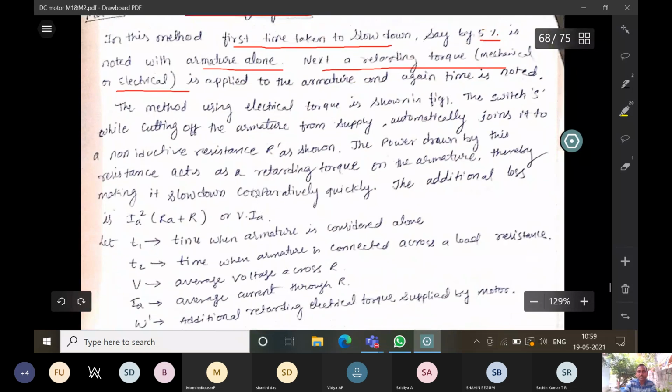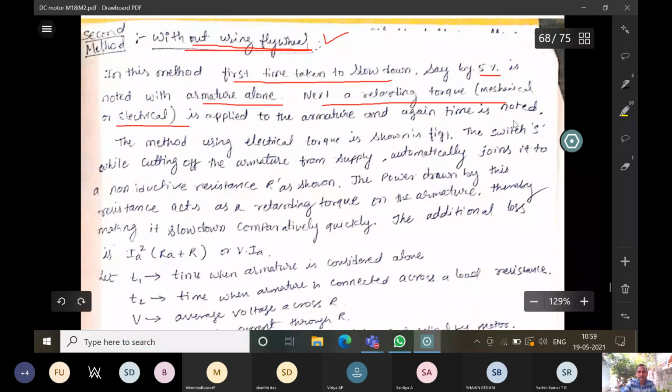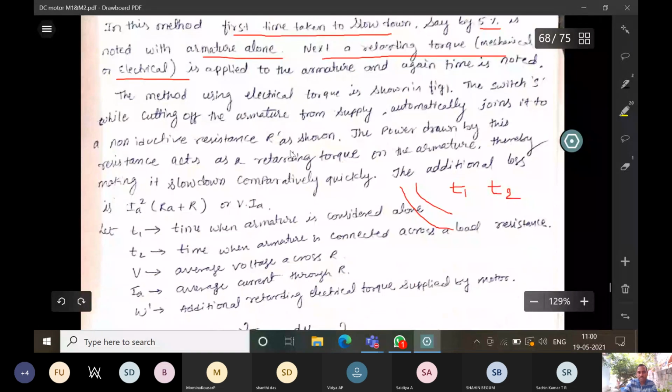The load is applied to the armature and again the time is noted. Initially without load you note down the time, called T1, and with load you note down the time, called T2. In both cases the speed will be decreasing, and the voltage is noted down. So in this method, the use of electrical torque is shown.